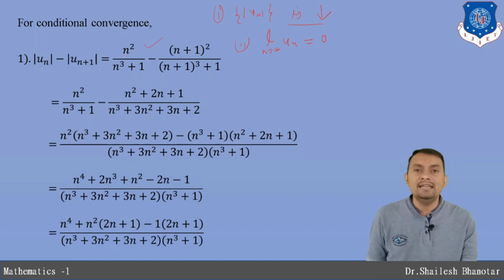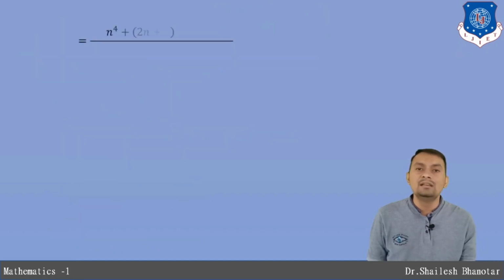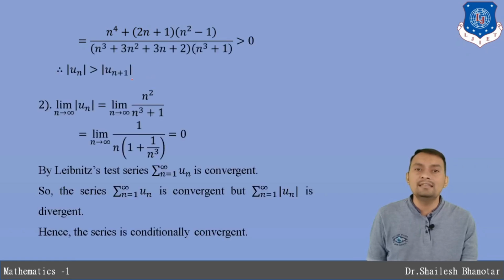This is un, where n is replaced by n plus 1, and after that whenever you apply the LCM and simplify, you will be left with this one, and therefore the given number is greater than 0, because for any choice of n you will see this, and therefore we can say that this sequence is the decreasing sequence.